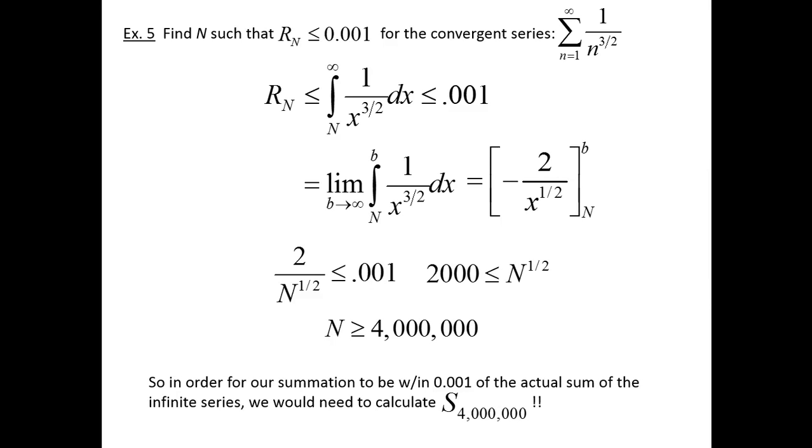So what this means is, in order for our summation to be within 0.001 of the actual infinite sum, we would need to calculate 4 million terms, or the 4 millionth partial sum. Now, obviously, I'm not going to ask you to do that because that would take a long time in a calculator. But you can see that this series grows much slower than the one in the last example. In that case, it only took 4 terms to get within a certain remainder. This one takes 4 million.